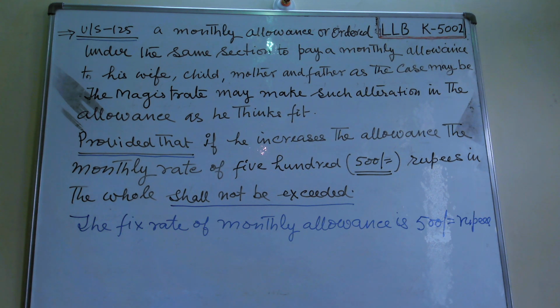So this is the condition in alteration of allowance. I think this point is clear. This is the point, whether the monthly allowance can be altered or changed by the magistrate. If it is less than 500, it can be changed up to 500 rupees. But if it is already 500, it cannot be changed, because the fixed rate of the monthly allowance for a wife from the husband is only 500 rupees. This has been decided by the Supreme Court. Now, next point.